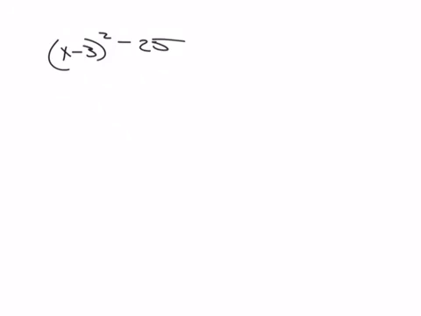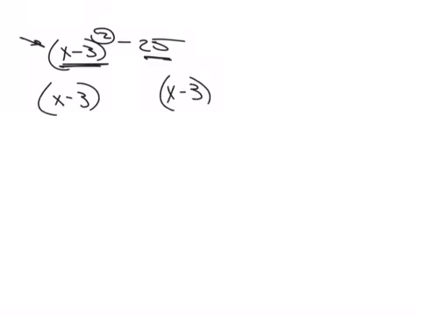Okay, so what we have here is this squared and this squared. Because of that 2, that means this is multiplied by itself. So two numbers multiplied by itself give us x minus 3 squared. Well, those two numbers multiplied by themselves are this and this. So that whole quantity is multiplied by itself in order to give me x minus 3 squared.